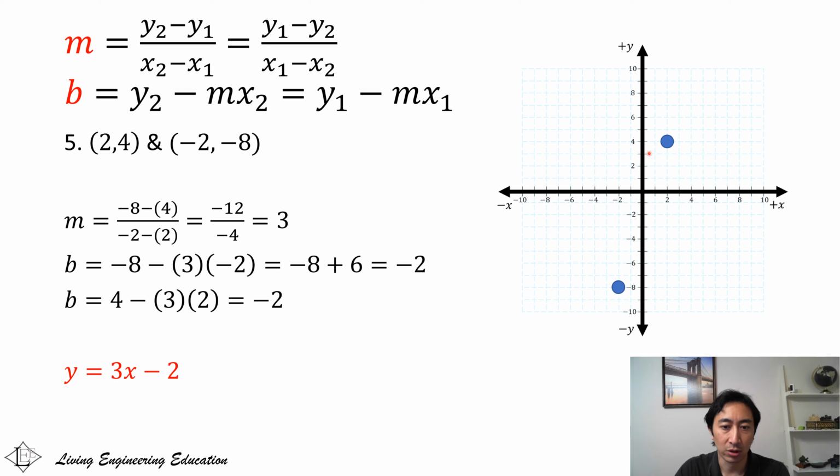And so we can draw the line on the graph. We see that the line does cross the y-axis at -2, matching what we solved for the y-intercept. And we see that our slope is positive, which is consistent with the slope of +3.